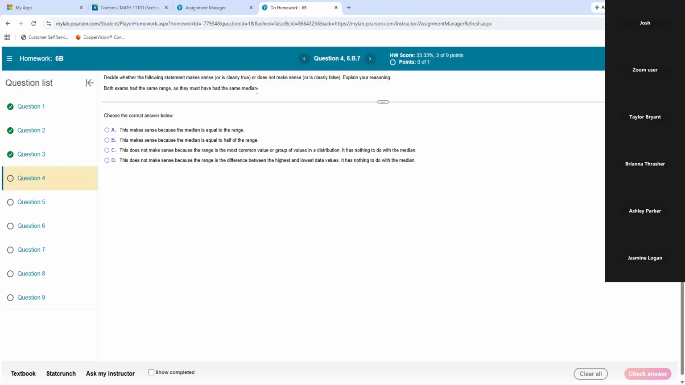Think about it. If you had, say, a range from 70 to 100, that's a range of 30, between 70 and 100. But y'all, what if your high and low on another test was 50 to 80? That's still a 30 range, but they're not going to have the same median. Okay? So they must have had the same median. That don't make sense.